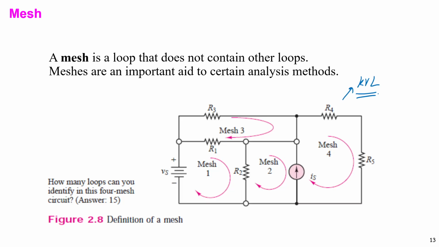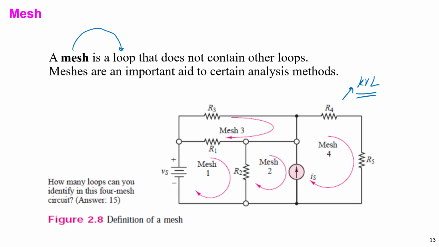Right? So the mesh is a type of loop. Sometimes we call a mesh a loop. Okay, mesh is a type of loop, right? So we can call this loop 1 also. But mesh is more specified, just a more specific word.